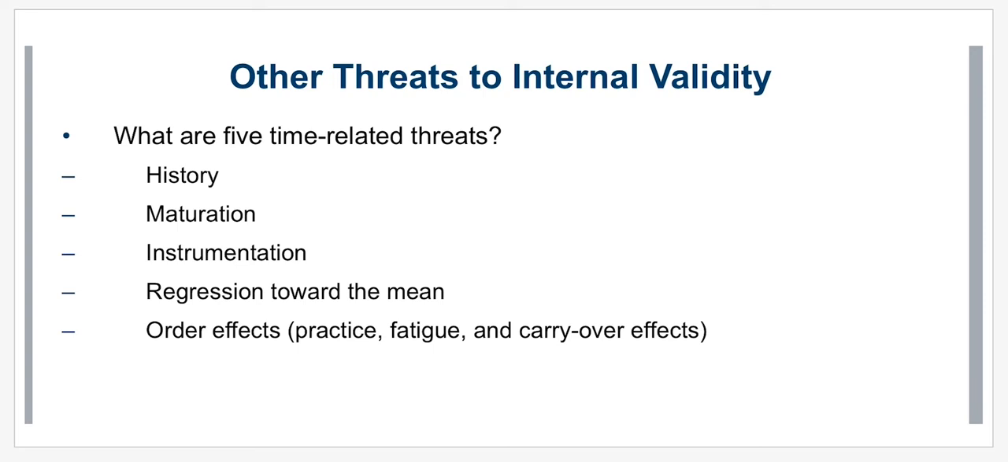And it has nothing to do, again, with the independent variable. It was the person, the instrument, right, that was faulty. So that's instrumentation. Regression towards the mean. This is the idea, the statistical phenomenon that after repeated measures, scores tend to go back towards the mean or the average, right?